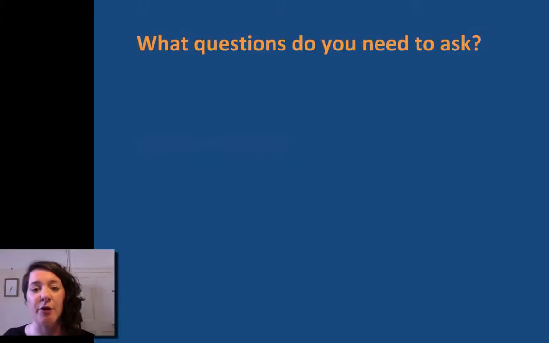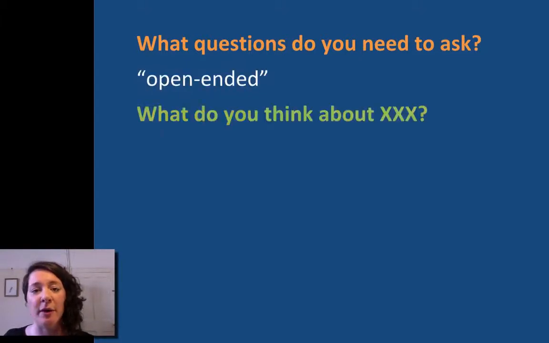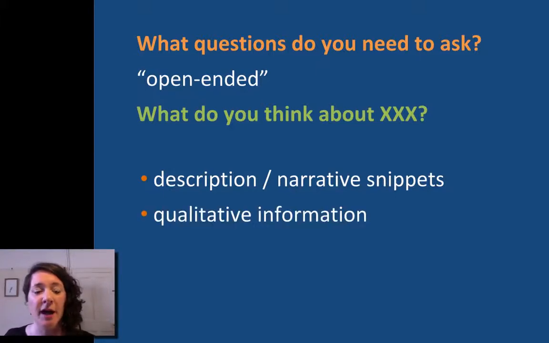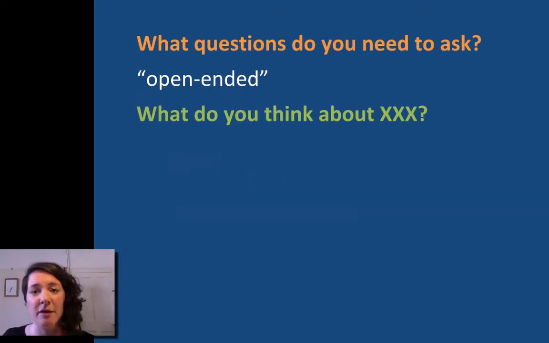When you're thinking about designing your research and your research questions, you'll be thinking about what questions you need to ask. And this all depends on what type of information you're looking for. So you can ask open-ended questions, things like, what do you think about XYZ different thing? This open-ended format will give you descriptions and narrative snippets of different kinds. And those are the types of qualitative information that you might be looking for.